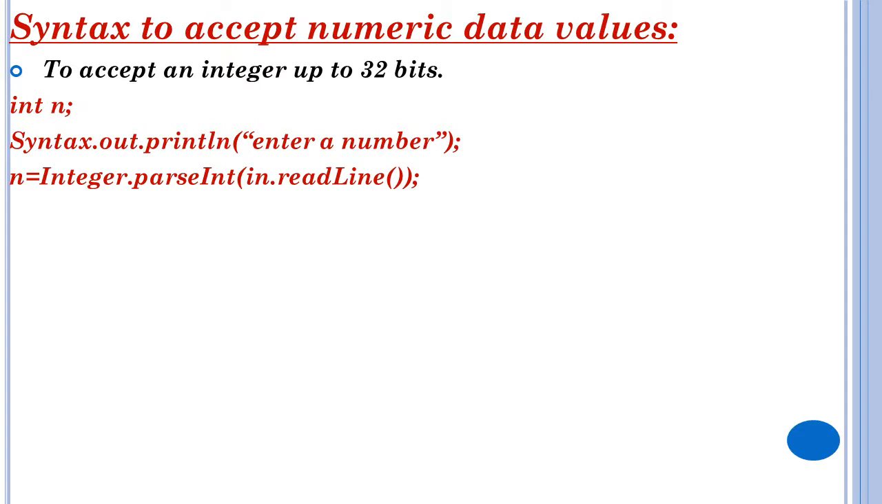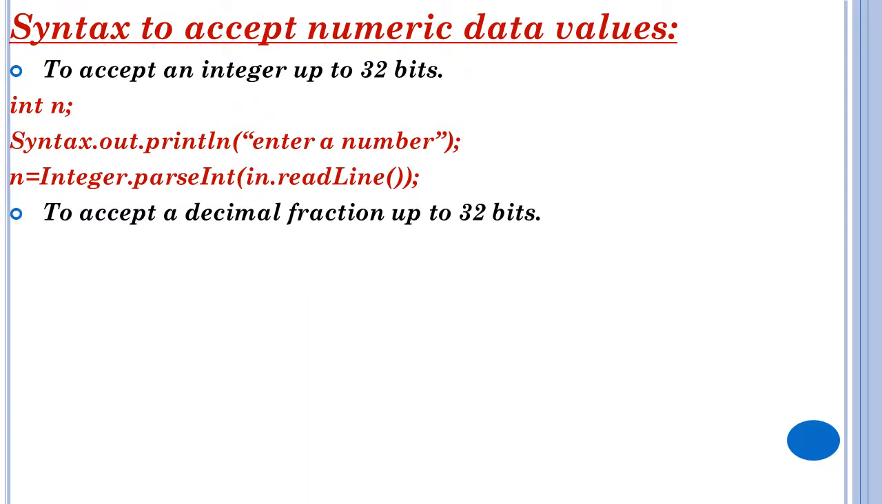Integer type means the data for that value is 32-bit. If the length of that variable is 32-bit, you can use the integer. Next is to accept a decimal fraction up to 32 bits. Decimal fraction you know, right? The length is 32-bit. It is not an integer, it is a decimal fraction. How can you write it?